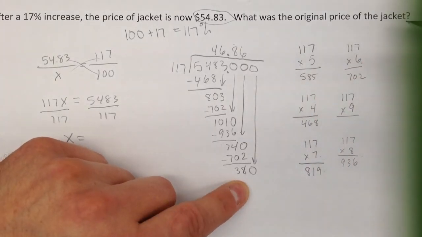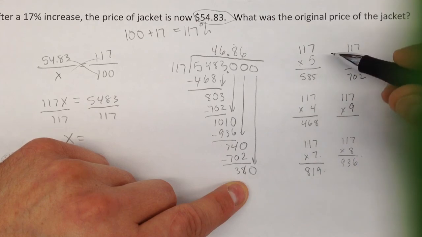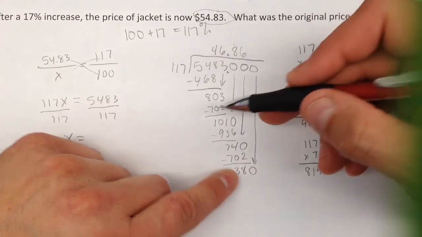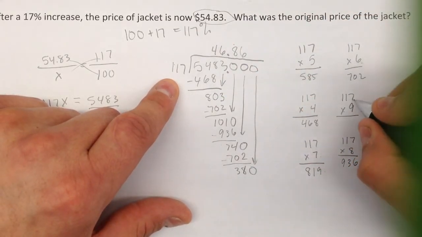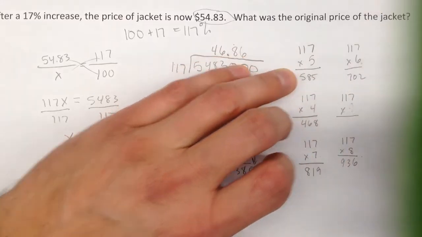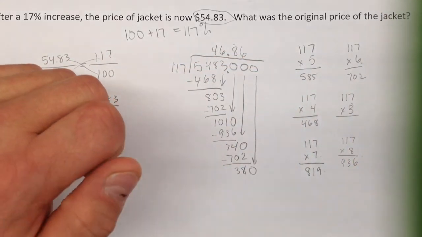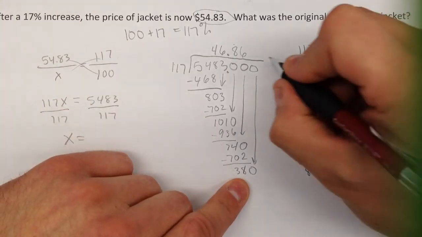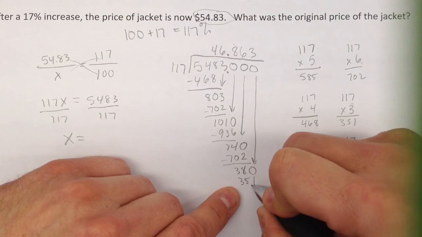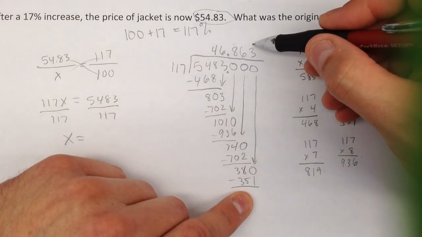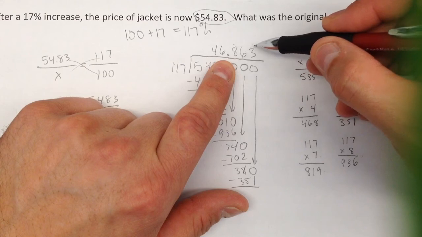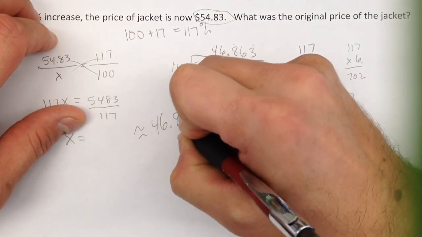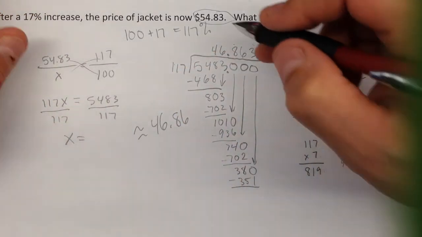Sorry. And then let's see. Can we get something close to this? These are all too big. Got to go smaller. Let's try, let's see, 11 into 38 is 3 times, so let's go 3. Let's change this to a 3 since I didn't use it. 117 times 3 is 351. That'll work. So we've got 3 and 351. I don't need to subtract because I'm looking at this number just for rounding purposes. So I have 46.86. So the price is approximately 46.86 before the 17% increase.